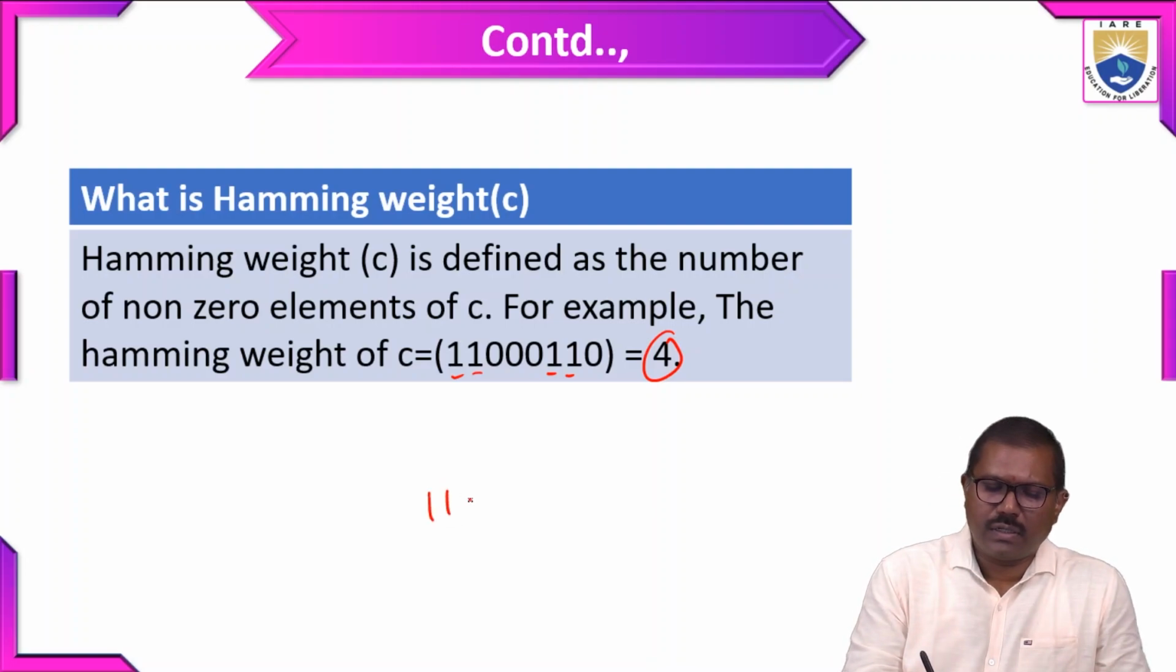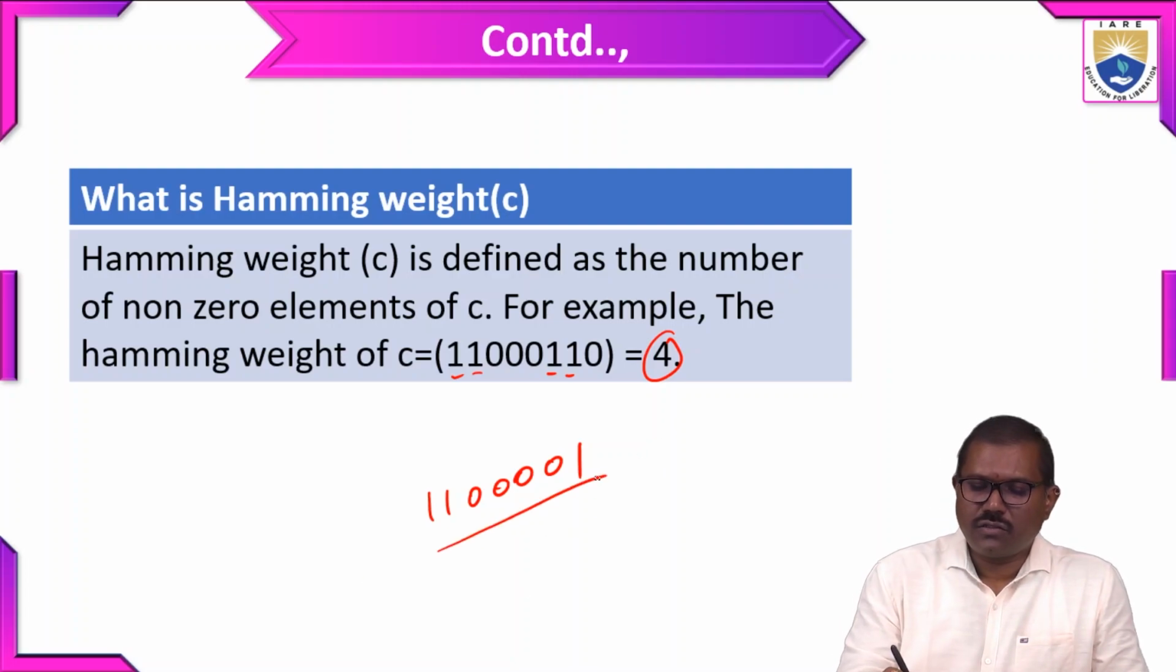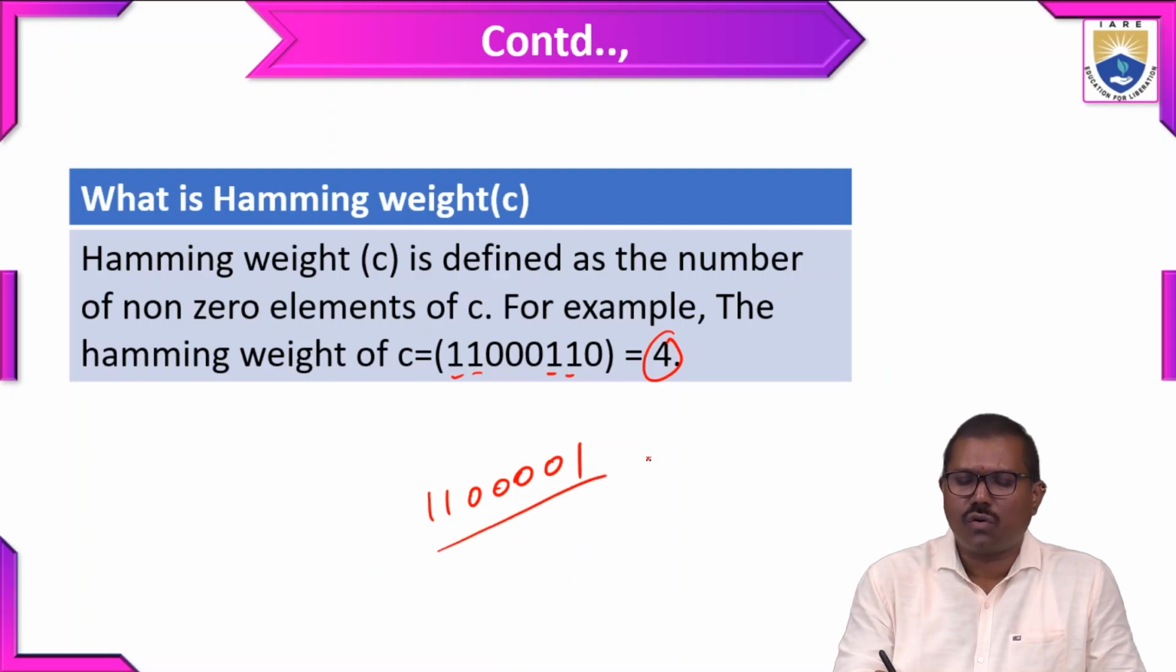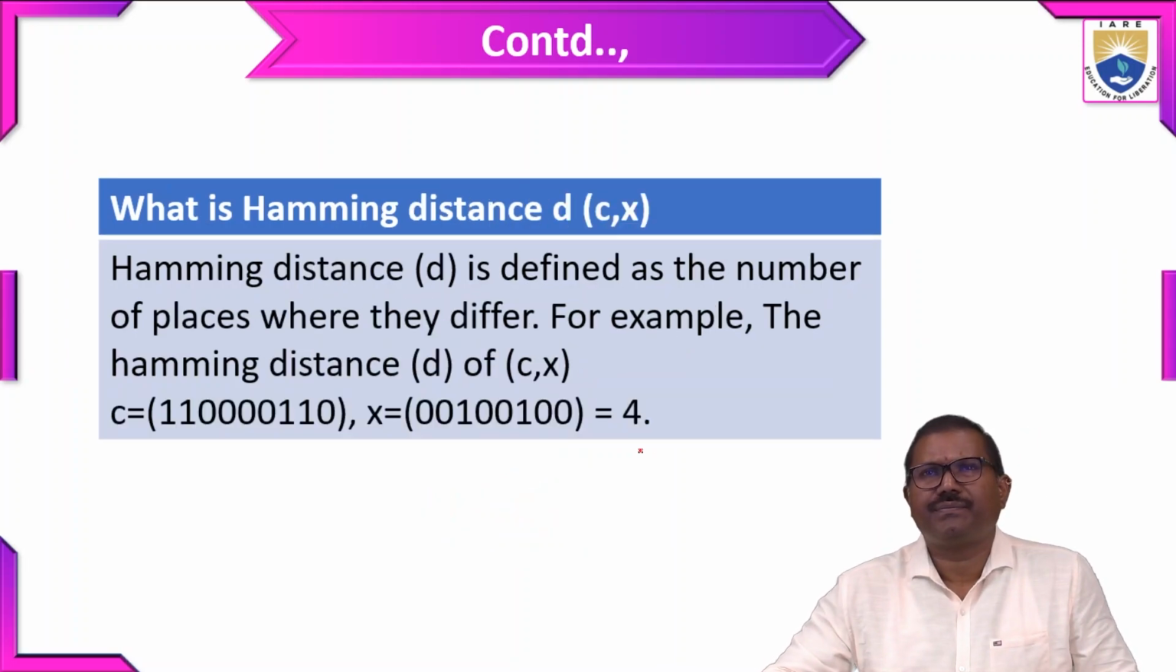For example, here 1, 1. So how many non-zero elements are there? So what is the weight of this code? It is nothing but 3. Okay.